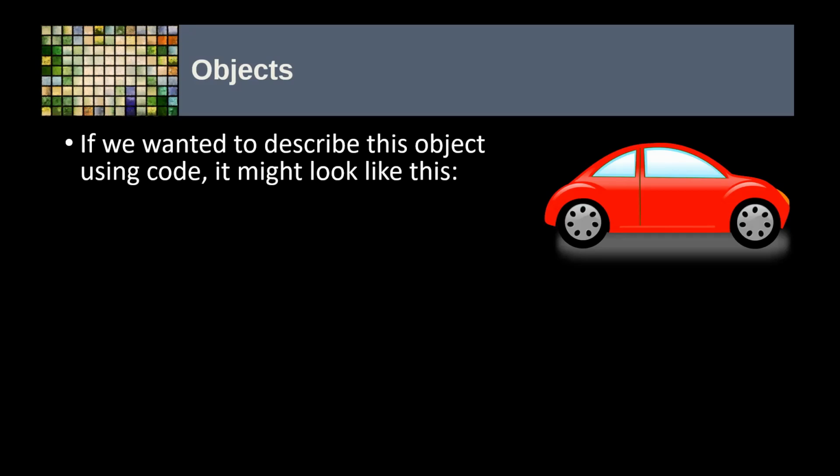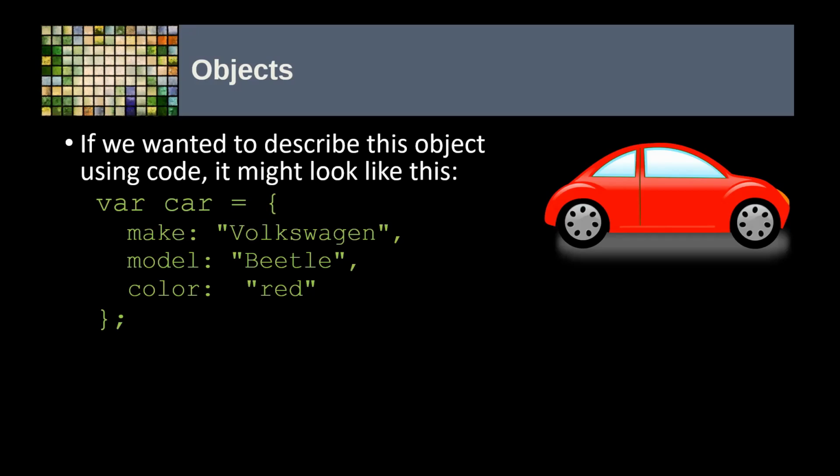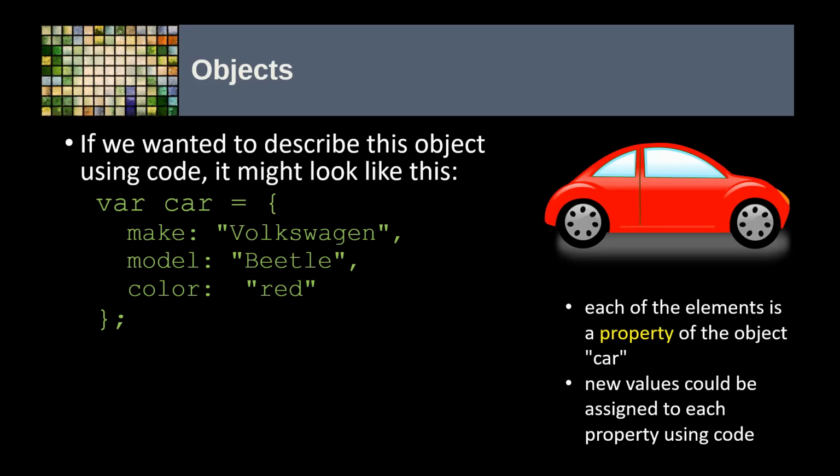Now, getting back to our human example of the car, if you wanted to describe this object using code, considering the properties we talked about, it might look something like this. Here would be the properties. Car is a variable that includes these components, make, model, color, and you can see how you use the name of the property with a colon, and then you can put a value in there. In this case, we're putting a bunch of strings in there. Each one is separated by a comma. This is how you would define an object in code. As I mentioned, each of the elements is a property of the object car. New values could be assigned in each property individually using code that looks like this: car.make or car.model, car.color.